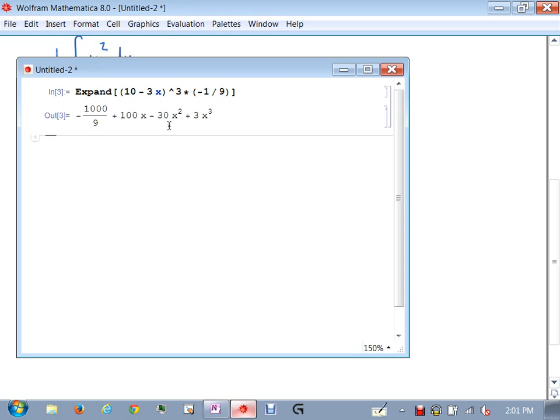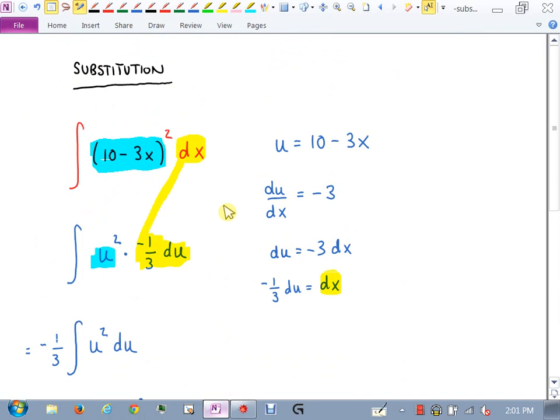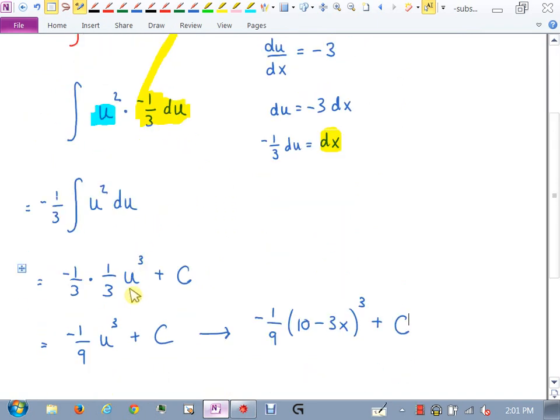Okay, so this is what we have. Did we have 100x minus 30x squared plus 3x cubed? Okay, but I also got this here, right? Does that matter? No, because it's plus c. It doesn't matter if I'm off by a constant or not. We're all off by a constant. It doesn't matter. Okay? Y'all understand that?